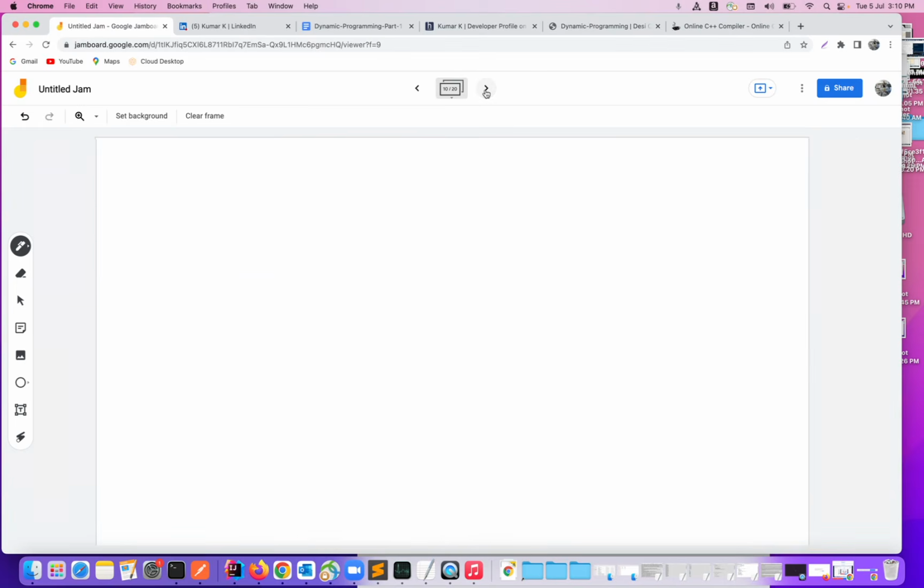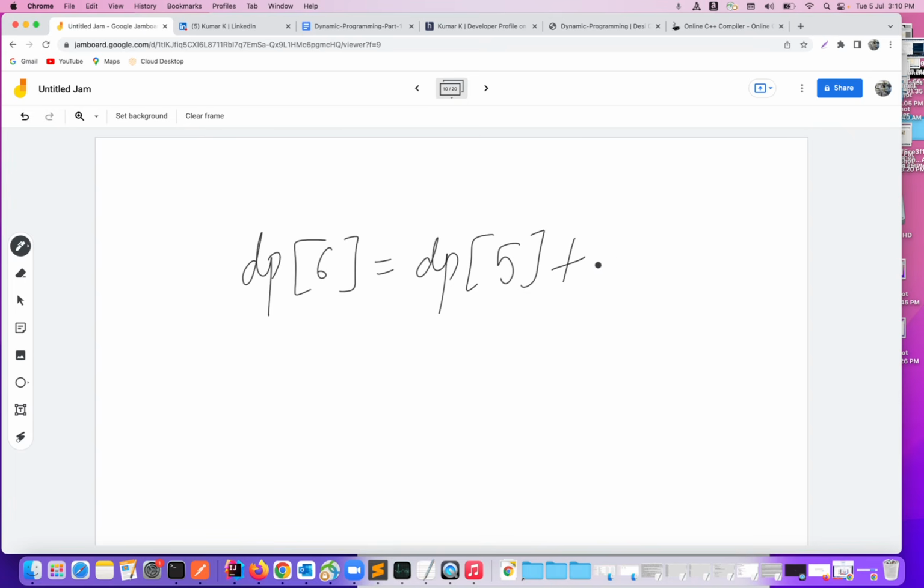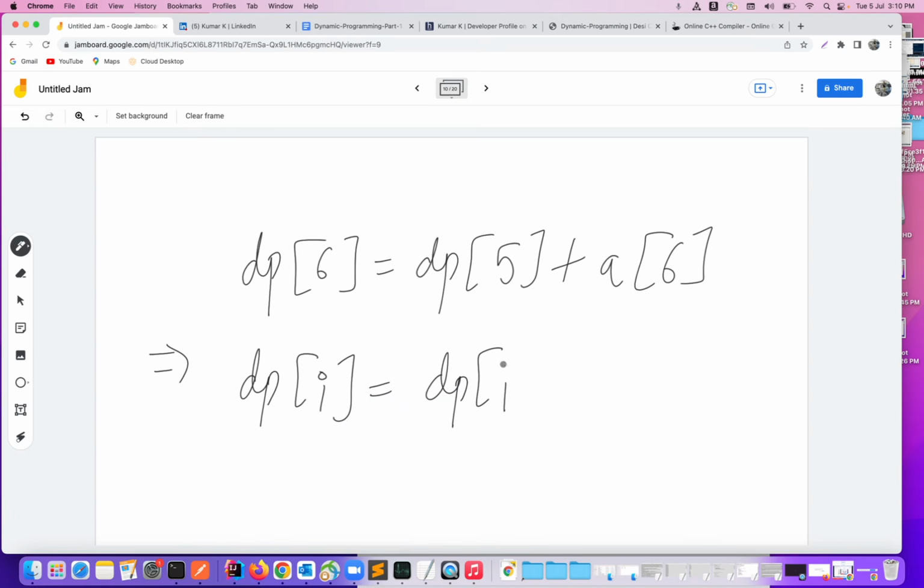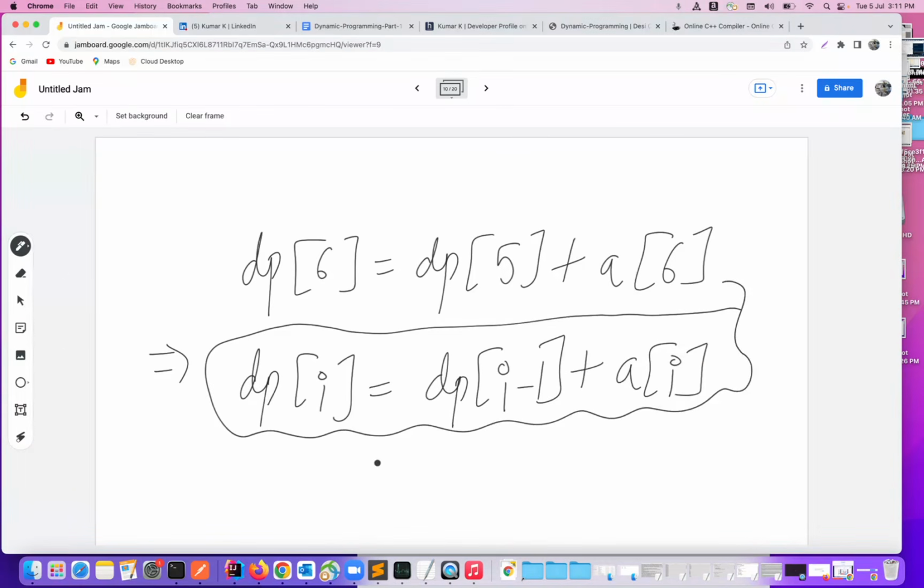Okay, let me write that formula a bit clearly. So the formula is, guys, say DP of 6 is DP of 5 plus A of 6. So let's replace 6 by I. Then DP of I is DP of I minus 1 plus A of I. So now we have our recurrence formula. By using this formula, we can calculate DP of 2, DP of 3, DP of 4, DP of 5, DP of 6 till DP of n.